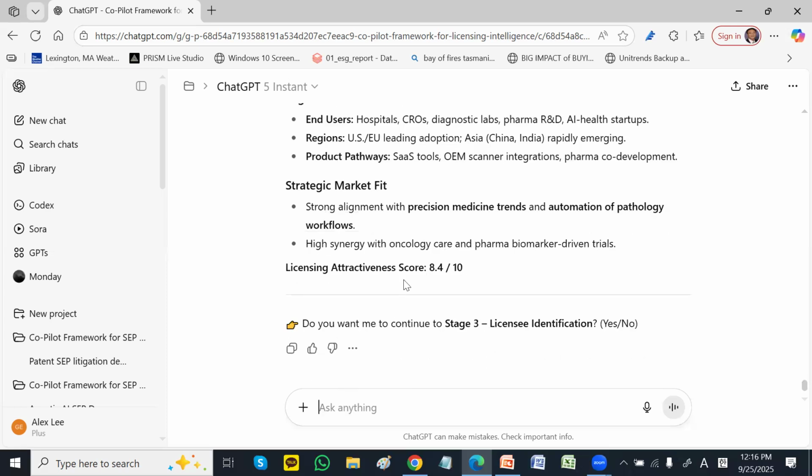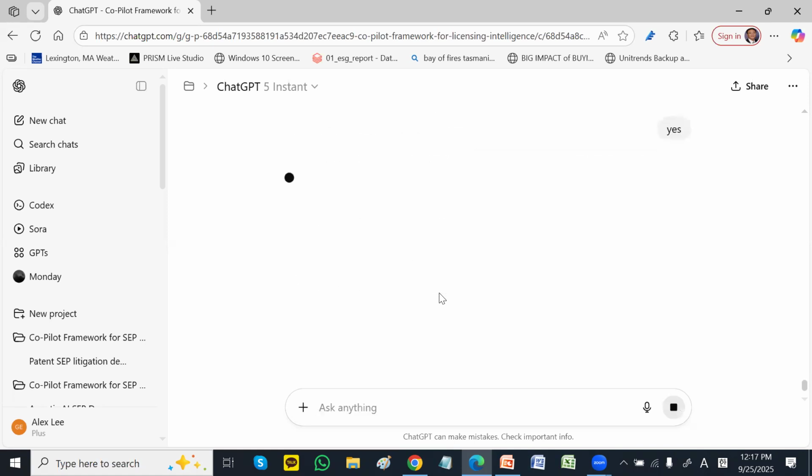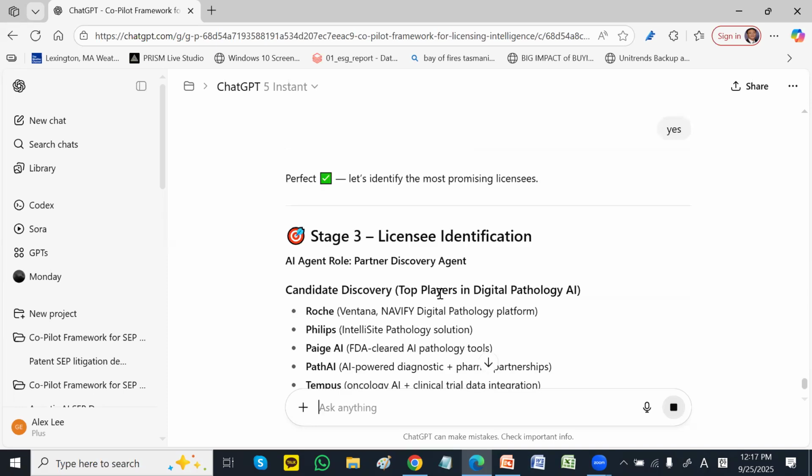So it gives you a license attractiveness score like 8.4 on a 10 scale, right? And then you find out the market potential of implementing this patent as a product or service, and then you want to identify who might be interested in a license, right? This is the most important part, right? And then it tries to find out what license will be interesting. And so it searches, because it already knows about the market and market segmentation.